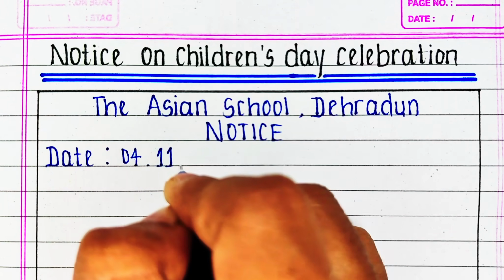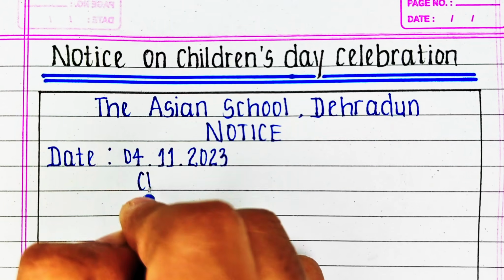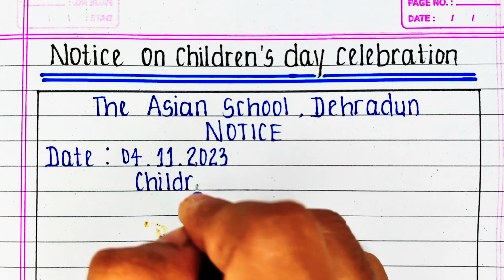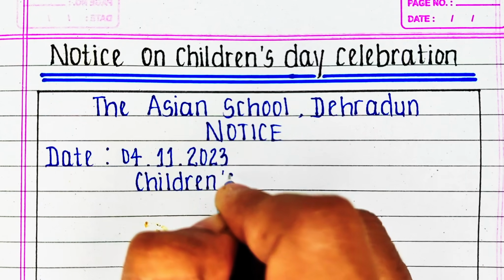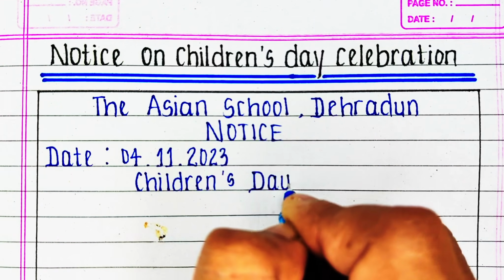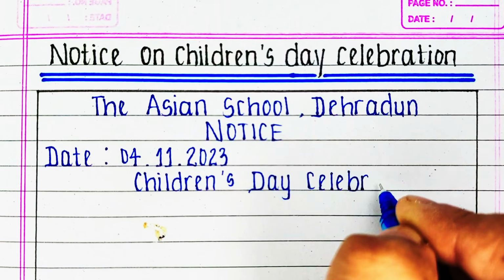In the next line, write NOTICE, that is notice, in bold letters. In the next line, towards the left hand side, write the date on which this particular notice is being published.